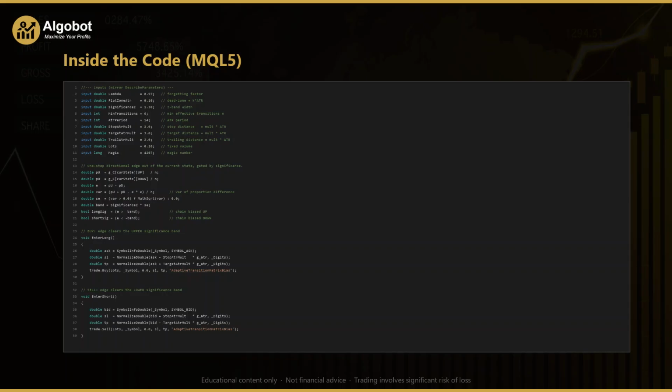At the bottom are both entry functions. In enter long, the code reads the ask price, places the stop loss the stop multiple of the average true range below it, and the take profit the target multiple above it, then calls trade.buy. Enter short mirrors this exactly. It reads the bid price, places the stop multiple above, the take profit the target multiple below, and calls trade.sell. Both sides are fully symmetric, so the strategy treats longs and shorts with the very same logic.